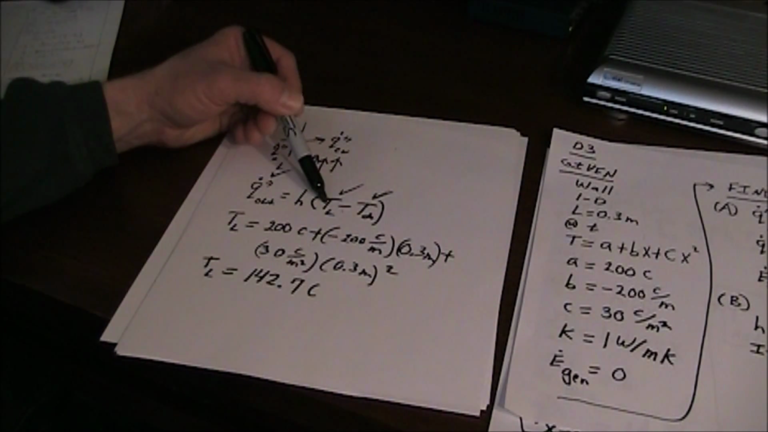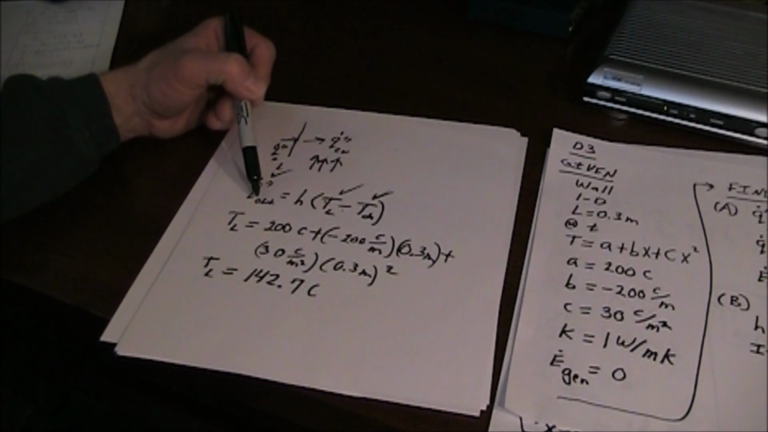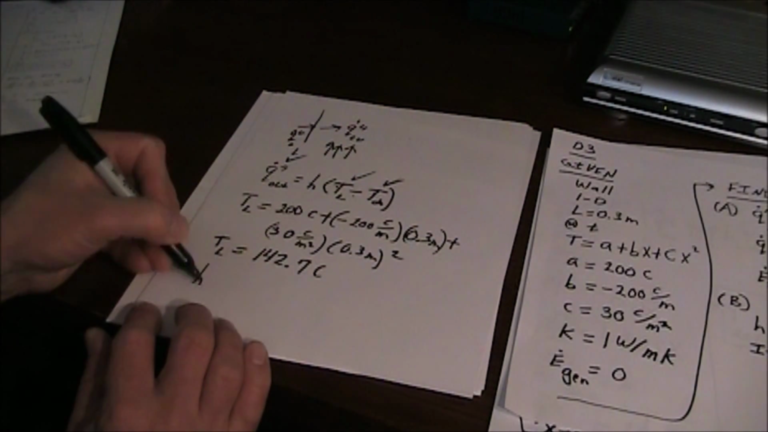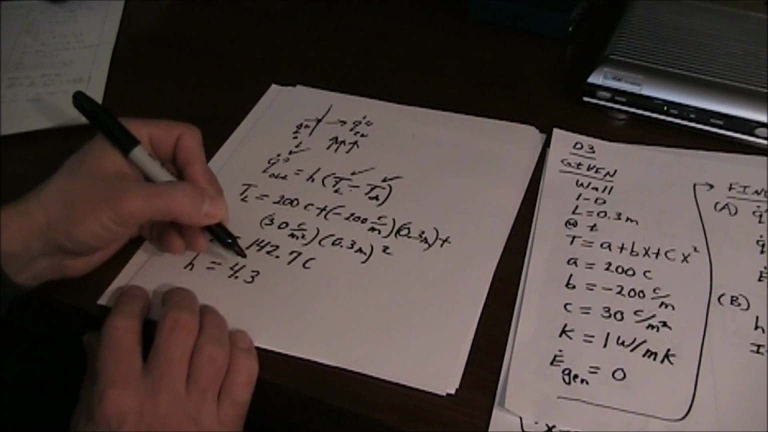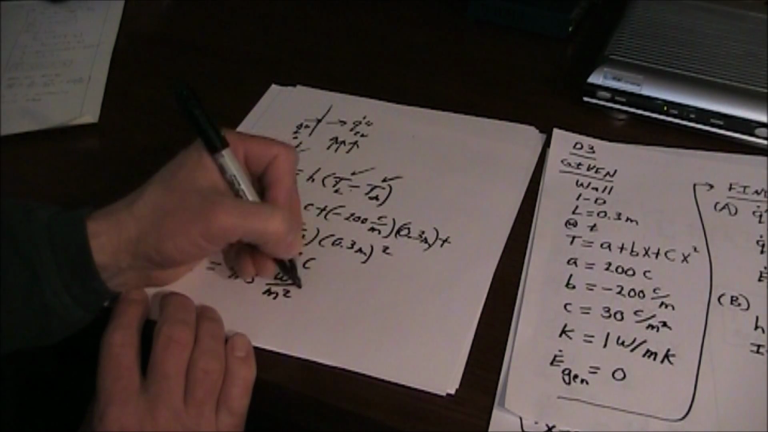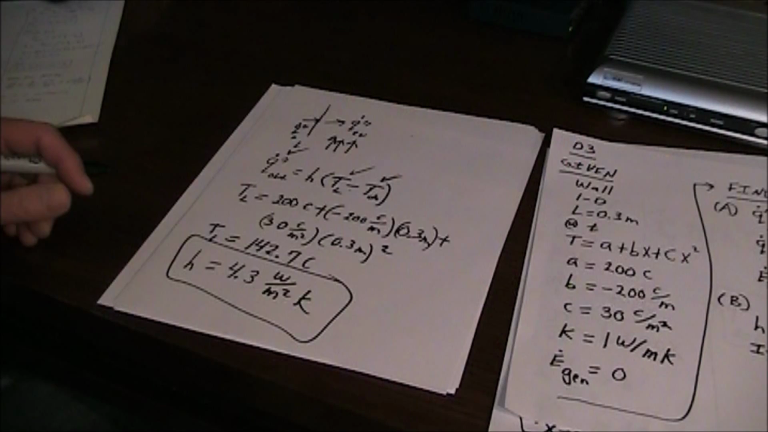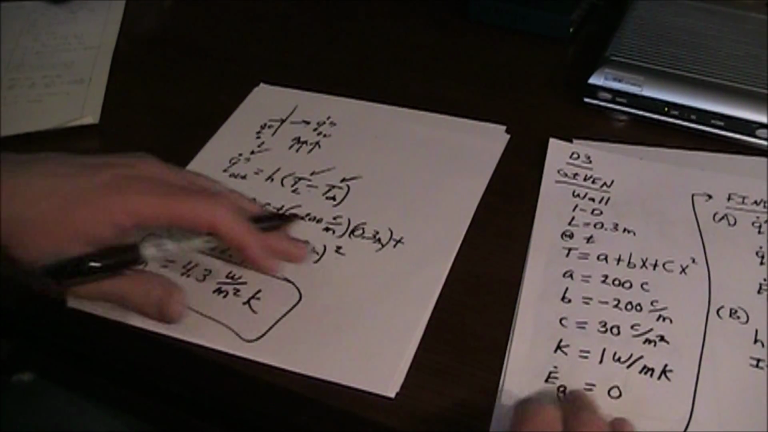We can substitute for T L right here. T infinity was given. q dot out double prime we calculated from part A, so we can calculate h now, the convection coefficient. And that would be 4.3 watts per meter squared Kelvin. Okay? So that is part C.